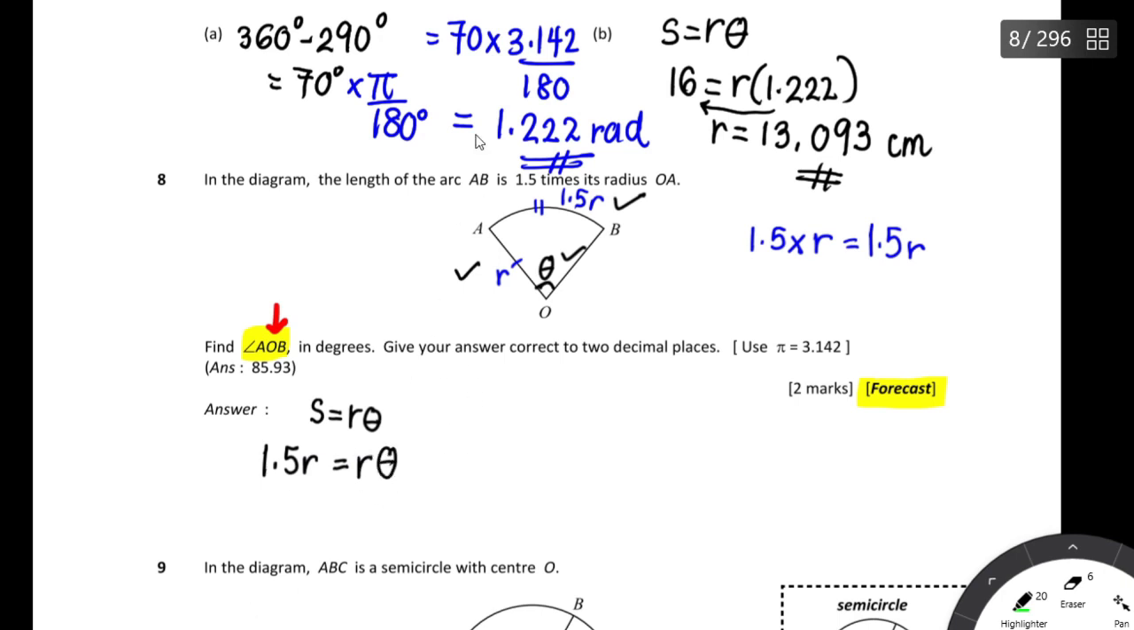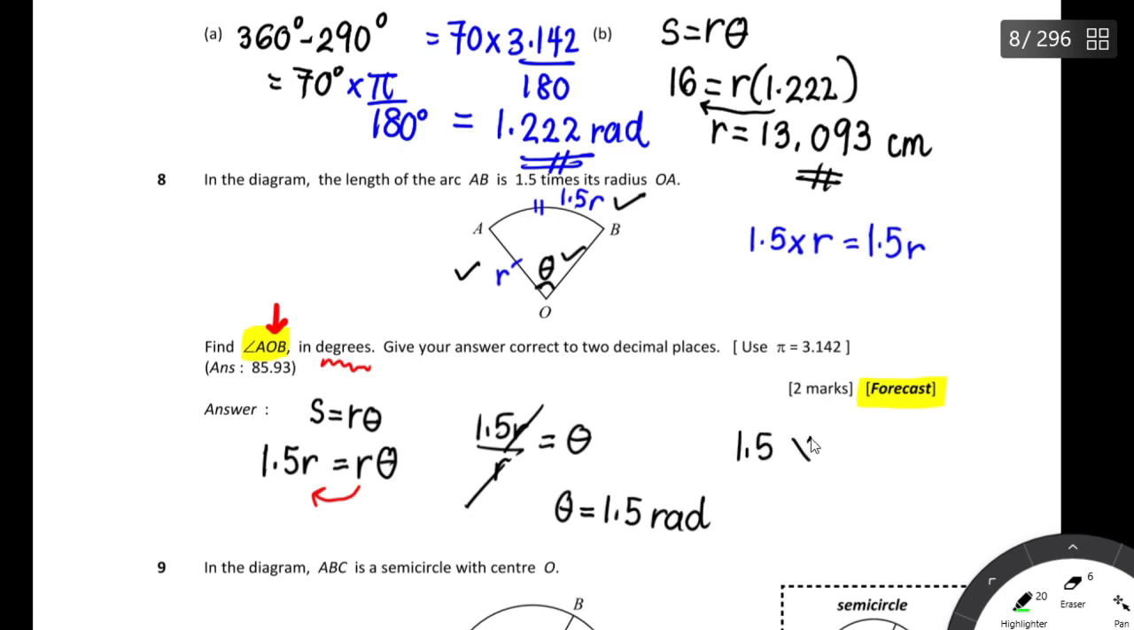Now we want to find the theta, isn't it? So what you must do to the r? You must bring it to the other side. So it becomes 1.5 r over r equals theta. The r and r cancel. So theta you get 1.5 radian. Remember, theta's answer will always be in radian. But here, they ask us to find in degrees. So we need to change 1.5 radian by multiplying with 180 over pi. For pi, I'm just going to write 3.142.